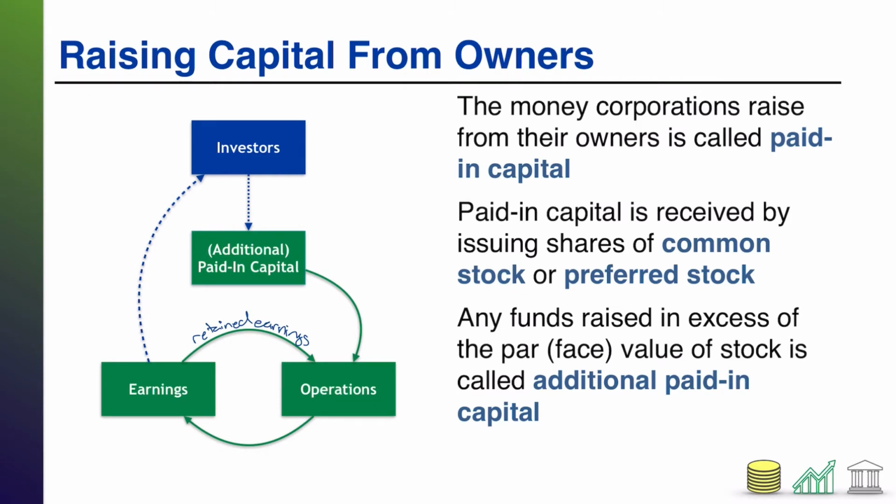Or if the company feels that they can, or if they are otherwise obligated to, they could give some of those earnings back to the investors in the form of a dividend, while still retaining other earnings for their operations. And round the cycle goes.